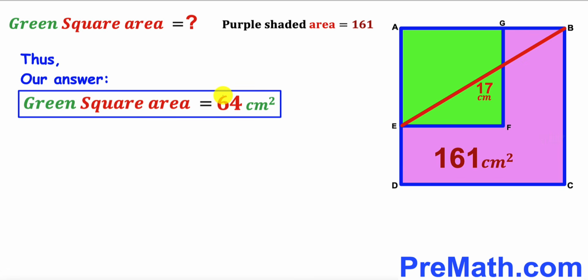Thus after all the calculations and manipulations, the area of this green square EFGA turns out to be 64 centimeter square. In other words, the area of this green shaded square is going to be 64 centimeter square. And that's our final answer.